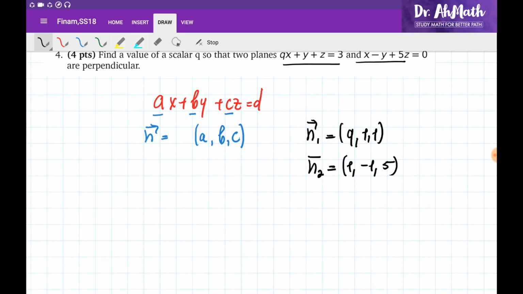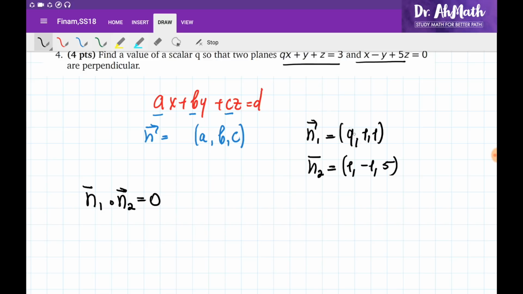So now we need to find a coefficient. We need to find a condition so that these two vectors become perpendicular. If the two normal vectors of the planes are perpendicular, it means that the planes are perpendicular as well. Two vectors are perpendicular if the dot product is equal to 0.